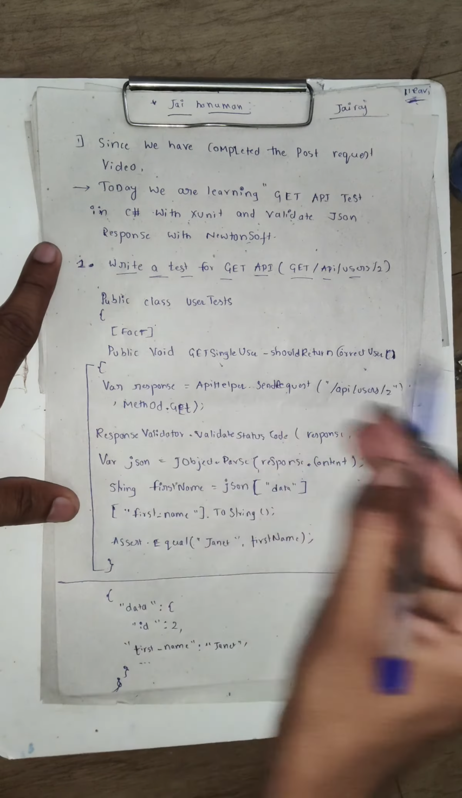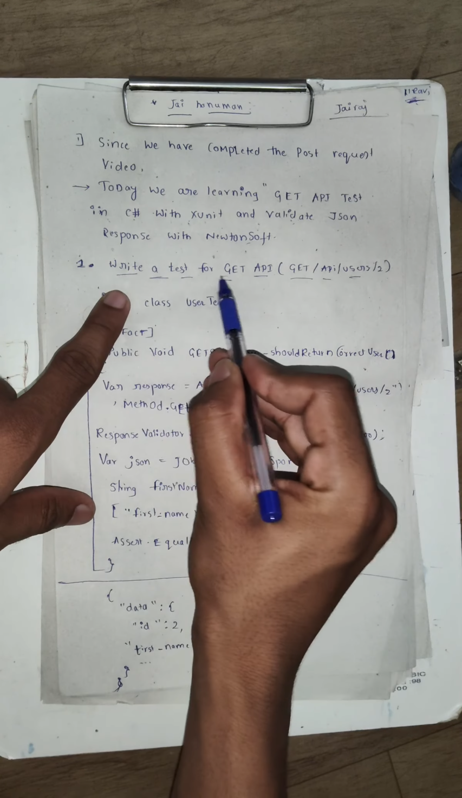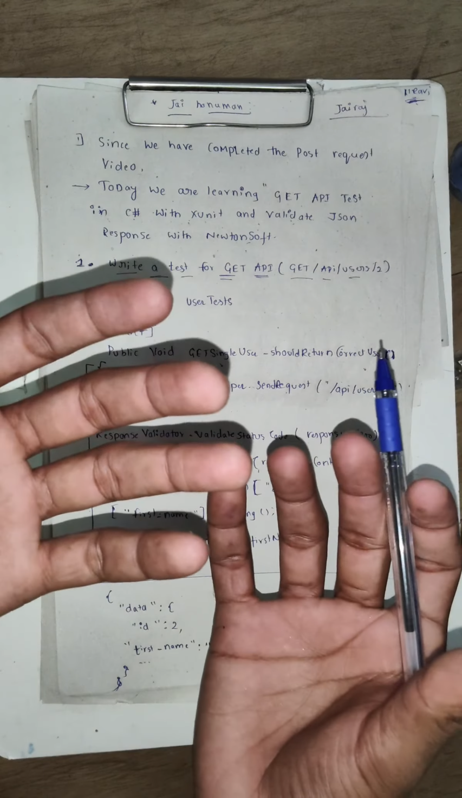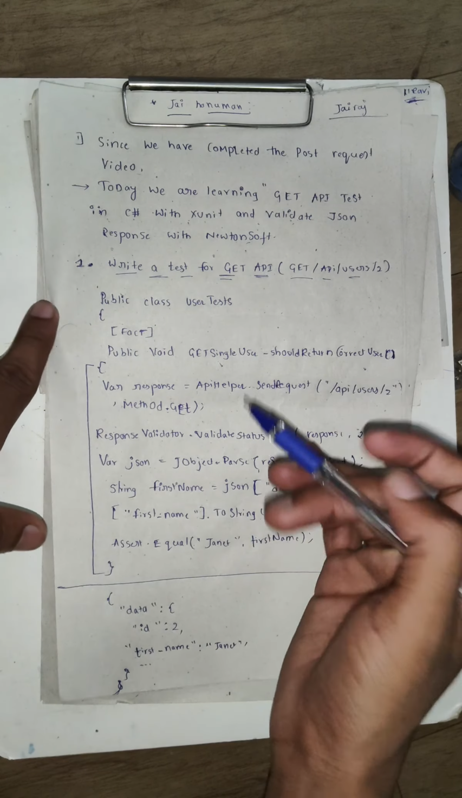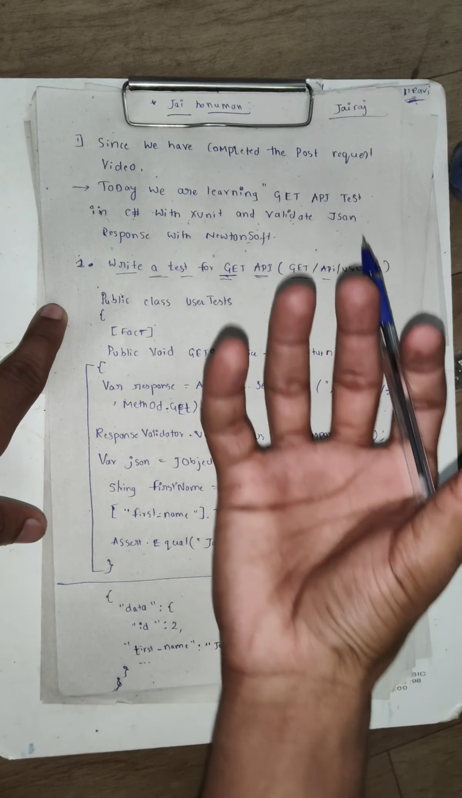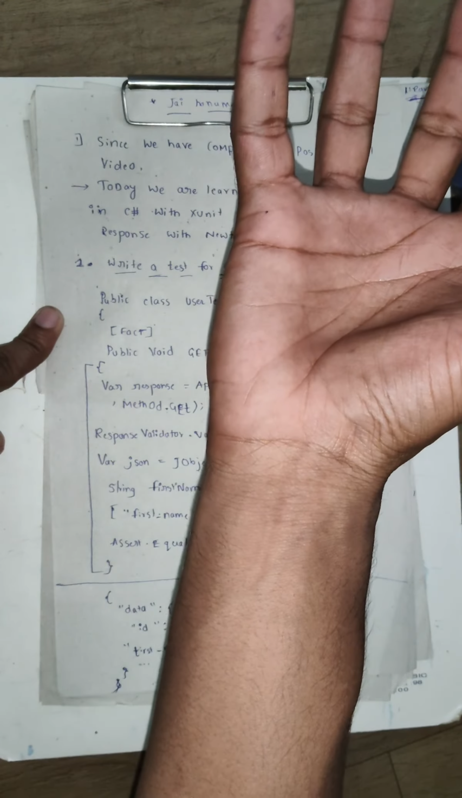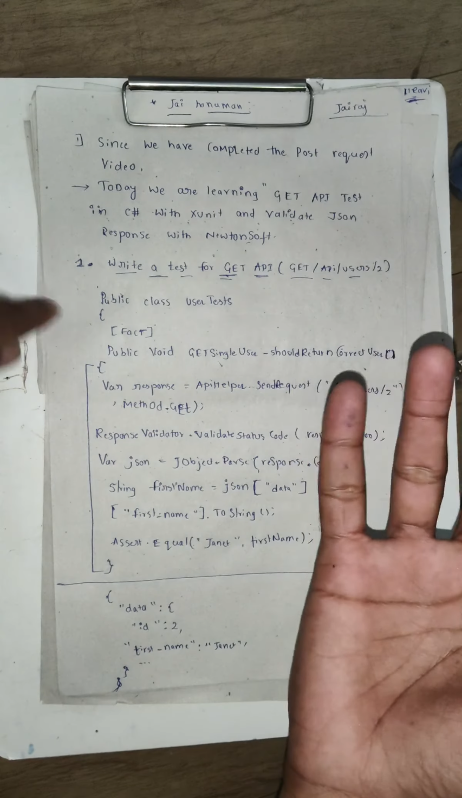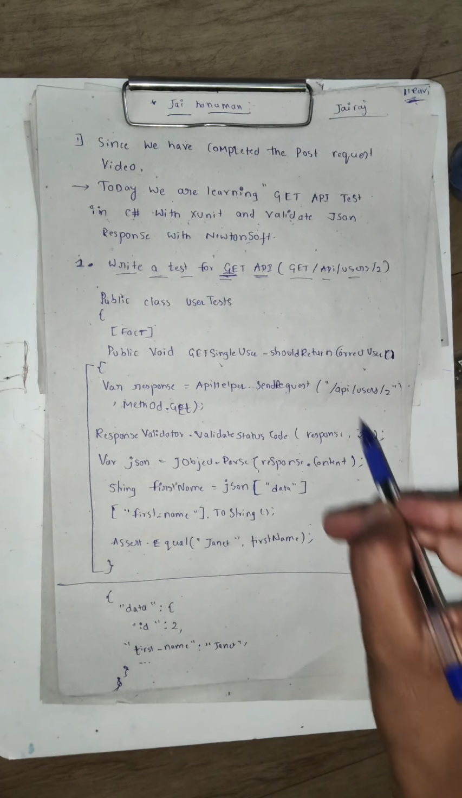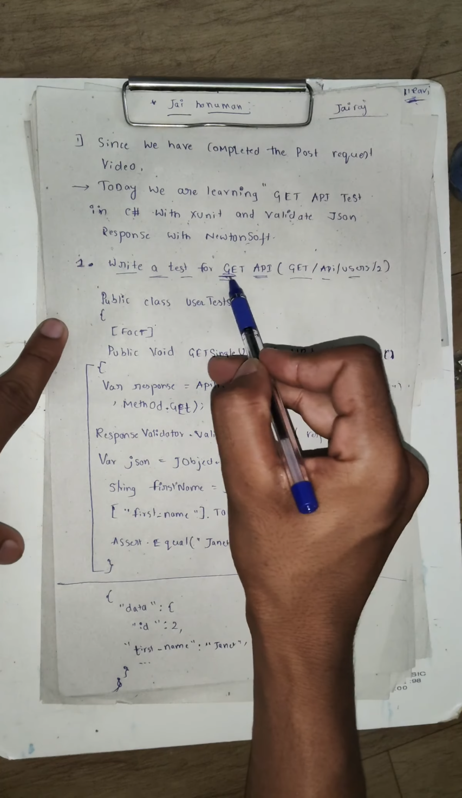Today we are learning the get API request. What do we mean by get? I told you in the last video, I will tell once again. Get means we are getting something from the API. We are getting users, we are getting products, like this. This is how the get request works.